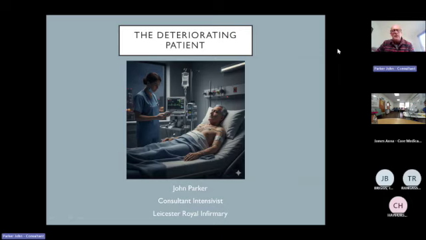So it's an issue that I've obviously been involved with quite a lot over that time, and things have changed a lot over that time too. It's obviously a really important subject for us. Deterioration is the root of all of our unplanned ICU admissions. At the Royal, that constitutes about 75% of everyone.